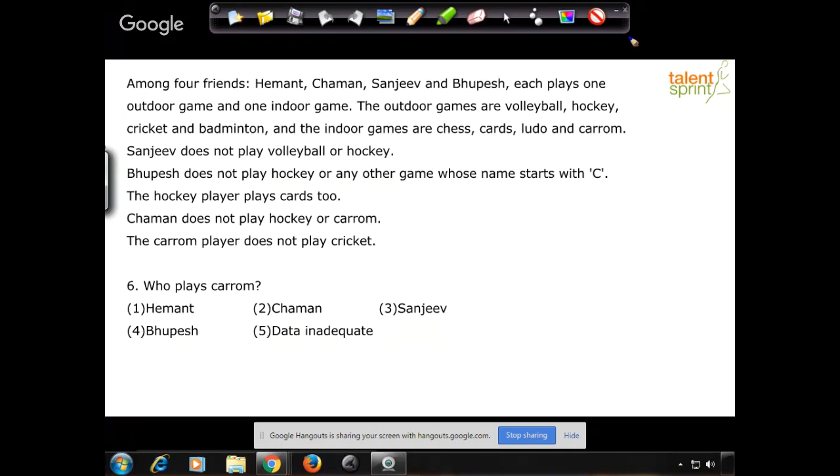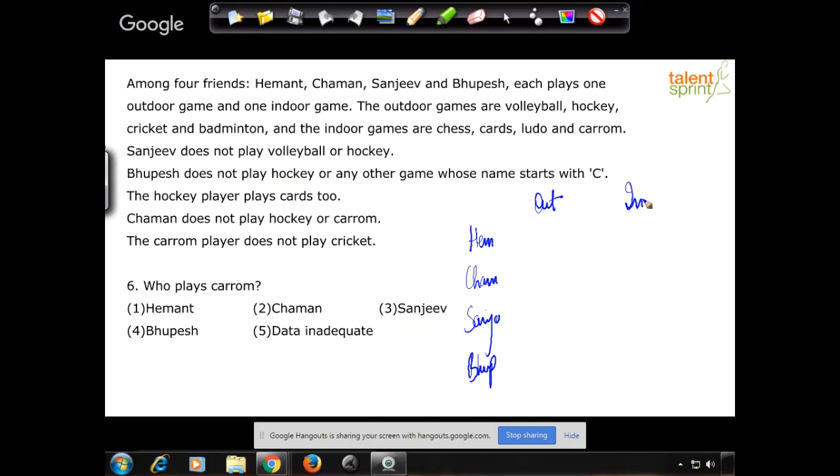Let's discuss this diagram once again. We know that there are four friends. The four friends are Hemant, Chaman, Sanjeev and Bhupesh. Now, what are the two sets of games? We are talking about outdoor games and we are talking about indoor games.